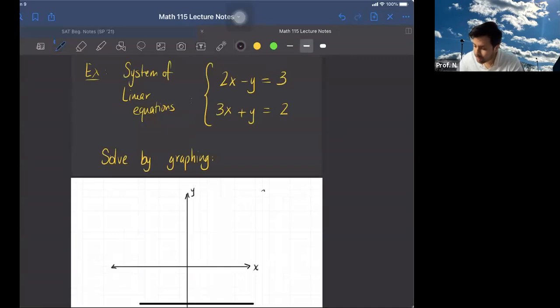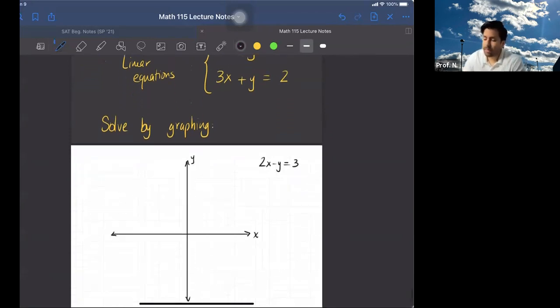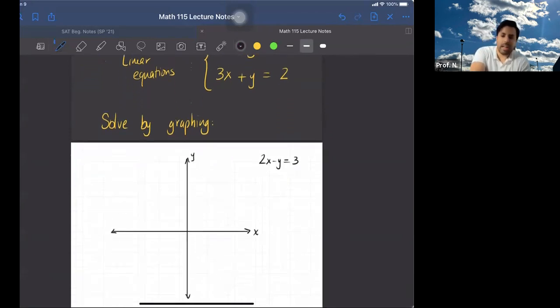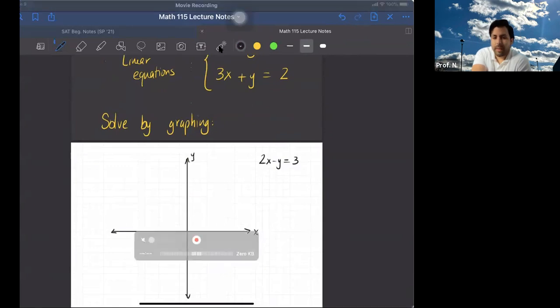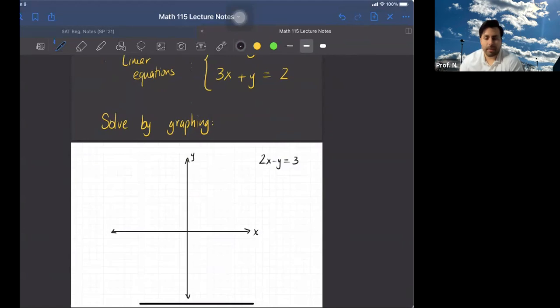So my first graph is 2x minus y equals 3. Now, how am I going to graph this? What do you think I should do? Should I keep it in this form or should I do something to help me out? That's right. Very good, Emil. So I want to get y by itself, right? So I subtract 2x on both sides, and I get negative y equals negative 2x plus 3. Divide by negative 1, and I get that y is equal to positive 2x minus 3.